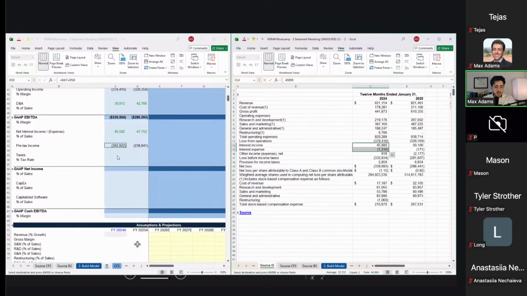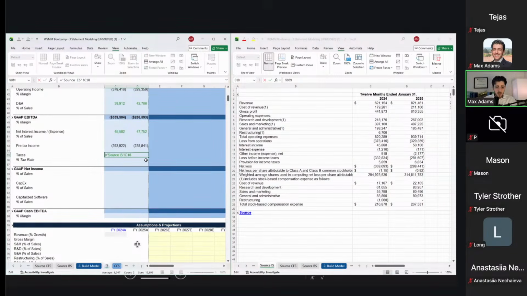Okay, so then the next thing we need to link up here is the taxes. Provision for income taxes, that's what this one is right here. And you can see that it's actually positive. Now, why is this positive and why should we make it negative? Let's look at this for a second. Their loss before income taxes is 332 million, and then their net loss is 338. And so this should be a negative number.